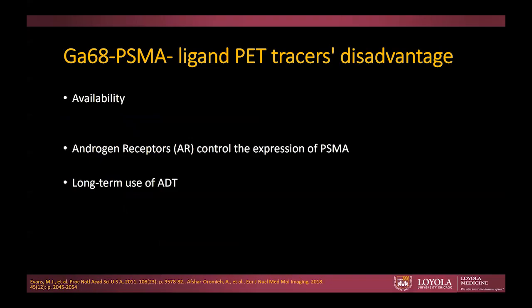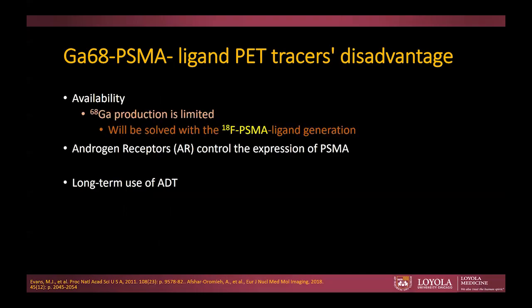Some disadvantages of gallium PSMA include its availability. As you all remember, gallium-68 is produced by a generator. It has a limited supply. We will solve that problem with either a different way of production or the F18 PSMA ligands, whatever comes first.